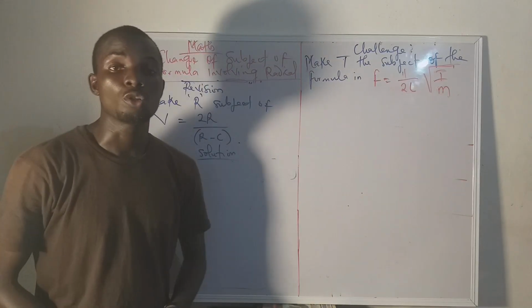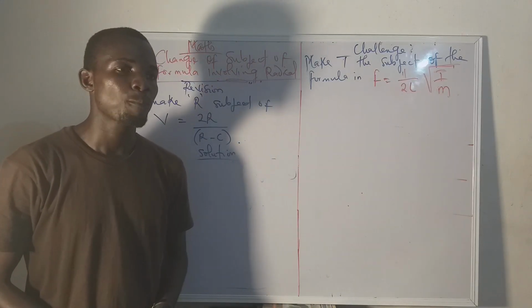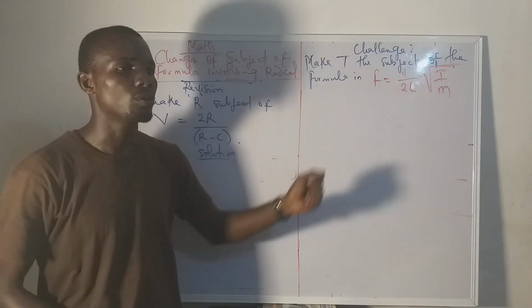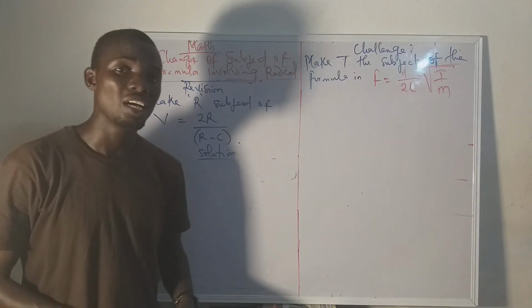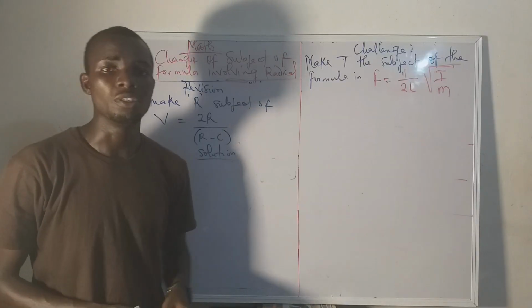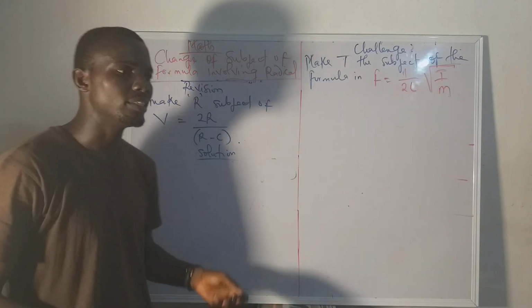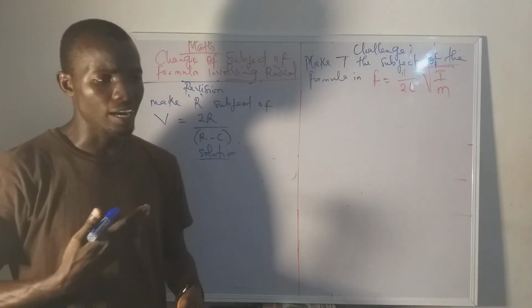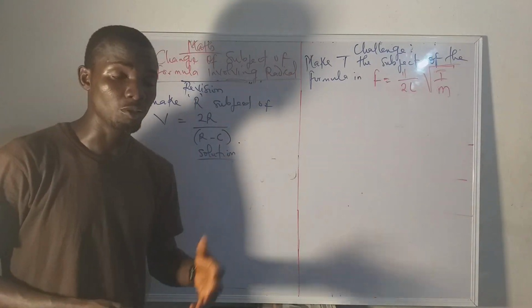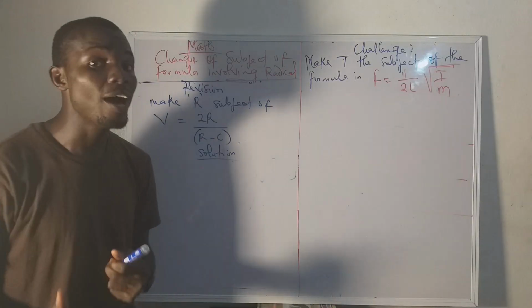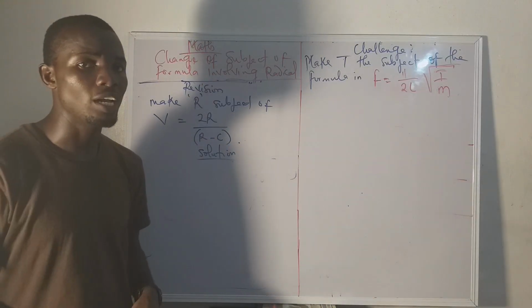Today we are going to continue on the topic of change of subject of formula, and we'll be focusing on questions involving radicals. How do we make t the subject of this formula, the formula of the frequency of a vibrating string? By way of revision, let's look at this question and familiarize ourselves with the processes involved and the manipulations on how to make a term the subject of a particular formula.